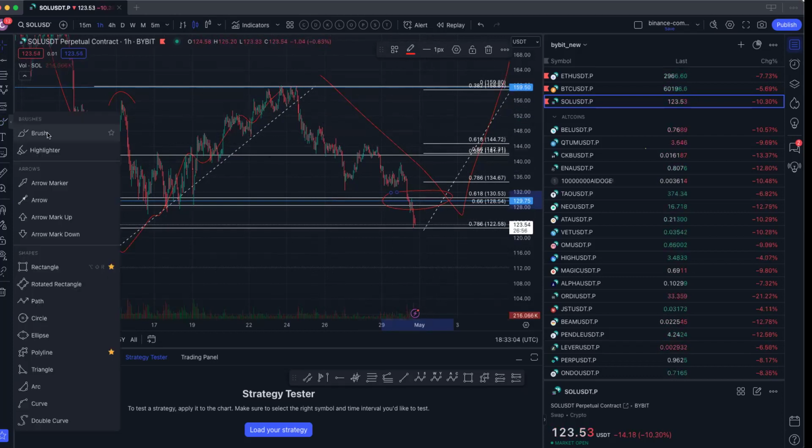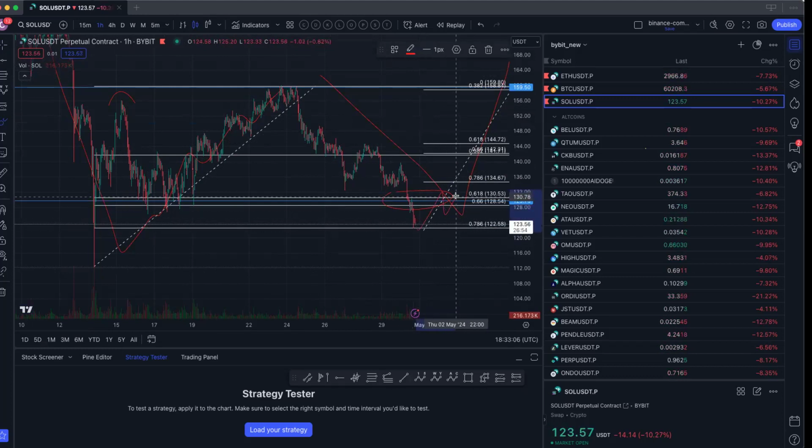Now let's say after your stop loss gets hit, prices do like this, again make a lower low, then your bias will switch from long to short again.